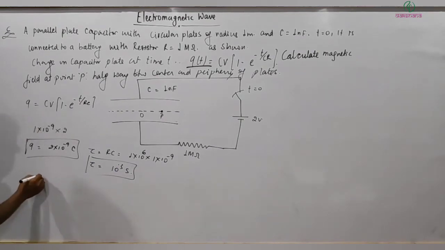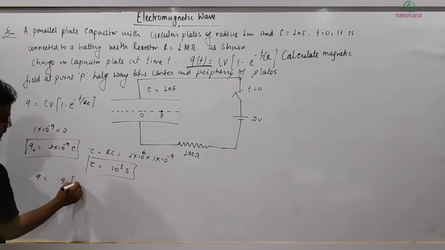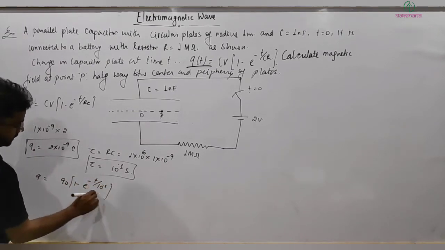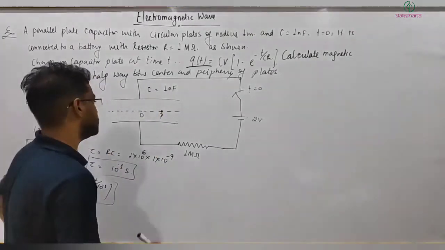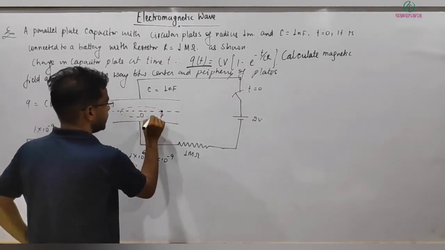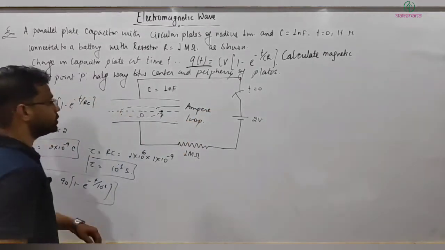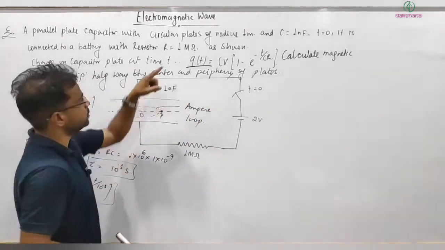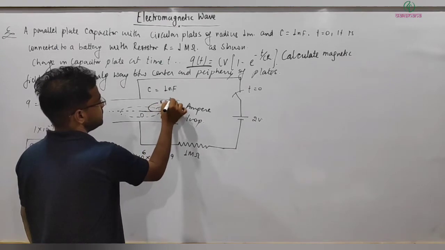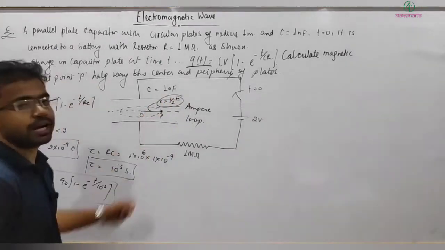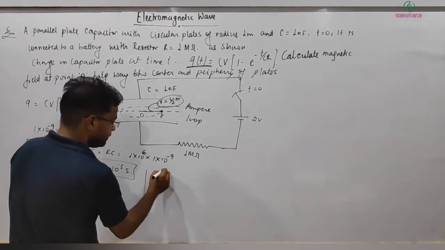Then I can write Q as a function of time: Q naught times 1 minus e to the power minus t by 10 to the power minus 3. So we got the charge. Now it is asking for the magnetic field at point P, so we will consider one Amperian loop here. The plates are circular with total radius 1 meter, and this point is exactly midway, so the loop radius is simply half a meter.